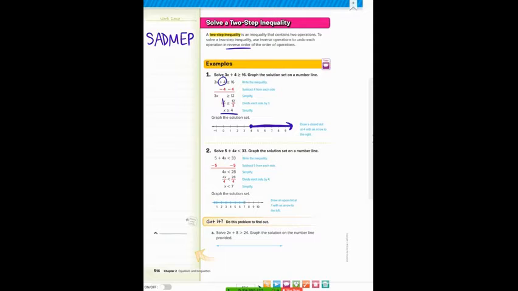Let's look at example 2 next. Solve 5 plus 4x is less than 33. Graph the solution set on a number line. We're going to use SADMEP once again to solve this inequality. The S stands for subtraction. We do not have any subtraction. A stands for addition. We do have addition. The 5 is being added to 4x. Circle 5.